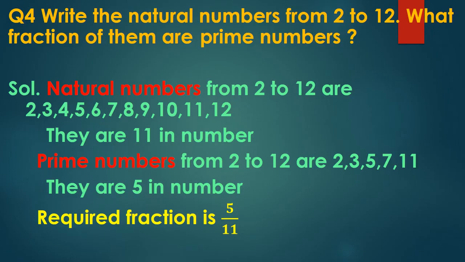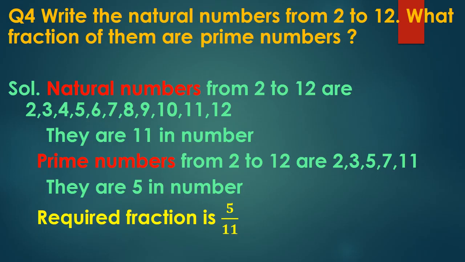Now count them. How many are they in number? They are 11 in number. Now we have to find out the fraction of prime numbers in the natural numbers. So we have to find out now how many of them are prime numbers from 2 to 12.